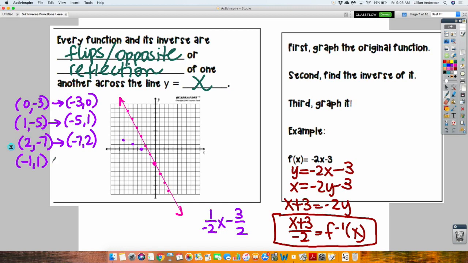This point over here, it was -1, 1. When I switch it, it becomes what? Sorry, it's -1, -1. My bad. So switch them. It's still -1, -1.